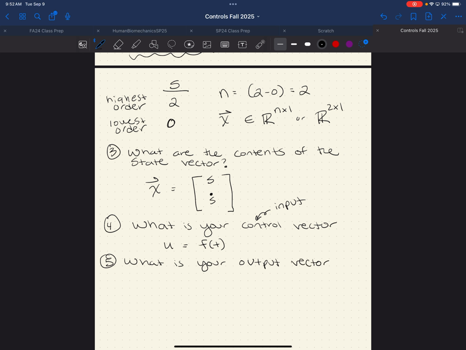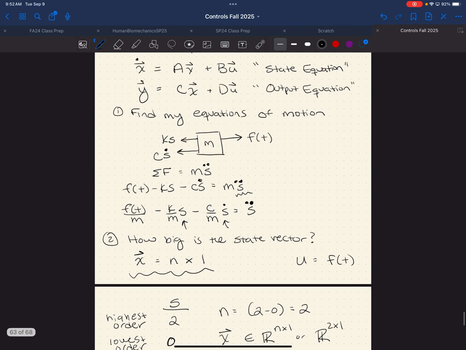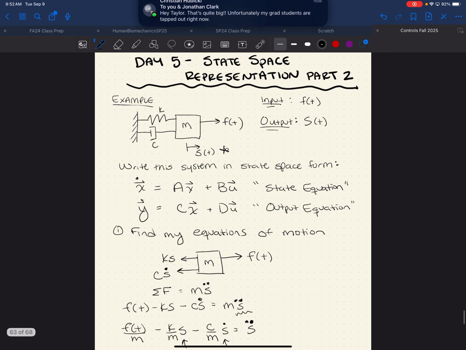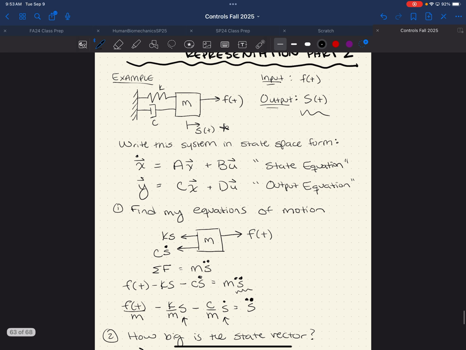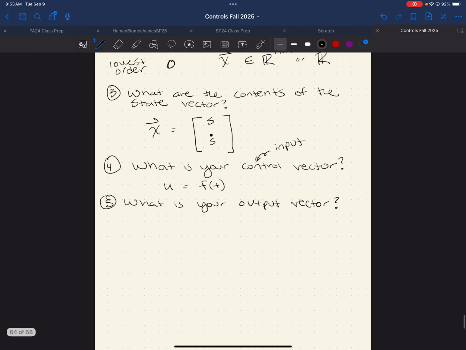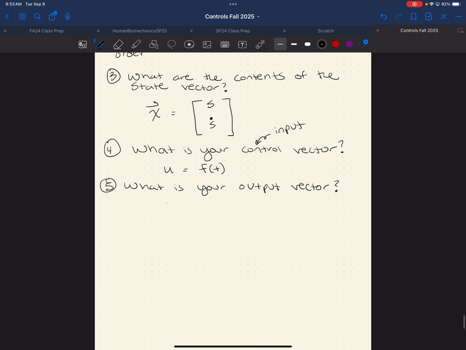What's your output vector? If I scroll back up to our picture. What was that? Output equation? The output equation, yeah. So it could be a vector, but we're just doing a single input, single output system. So the output is just the value S of t. So y could be a vector, but for this particular problem, it's just the scalar S of t.